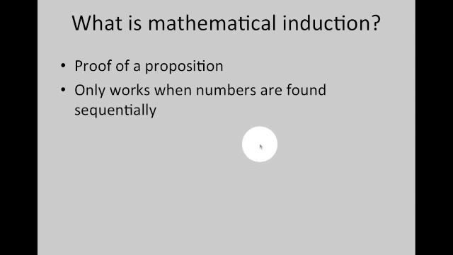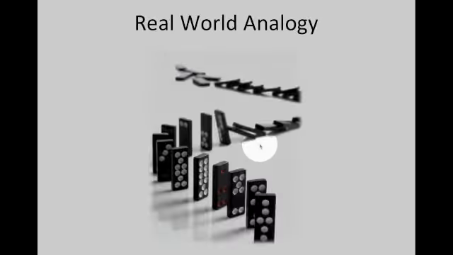This is the first example, and let's just start off by asking what is mathematical induction. Basically, it's just mathematical proof. It's a rigorous proof, and it does prove stuff. It's a proof of a proposition. And one thing to remember, though, is it doesn't work for every single identity that you might find in math. It only works when the numbers you're finding are found in a sequence or series, or there's some sequential element to it.